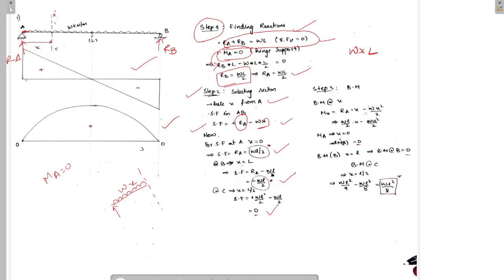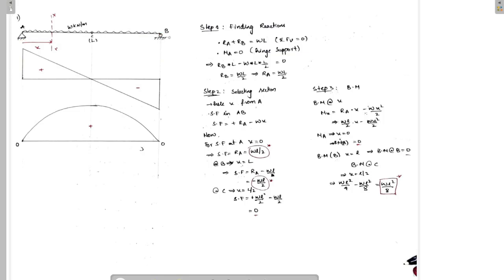So we can see at A we got shear force as plus WL by 2. At B we got shear force as minus WL by 2. At C we got 0. Joining these, we will get the shear force diagram. This is the detailed procedure, which we can't do in competitive exams.